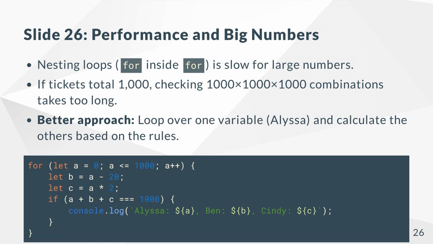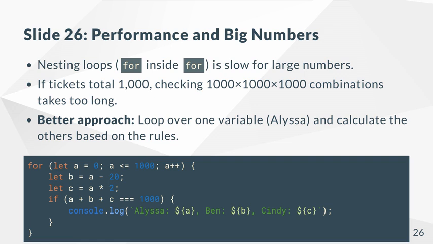However, there's a catch. Nesting loops inside each other, or what we call O(n) to the power of 3 complexity, gets very slow very quickly. If we were looking for a total of 1,000 tickets, the computer would have to check 1,000 by 1,000 by 1,000 combinations, which is 1 billion combinations.